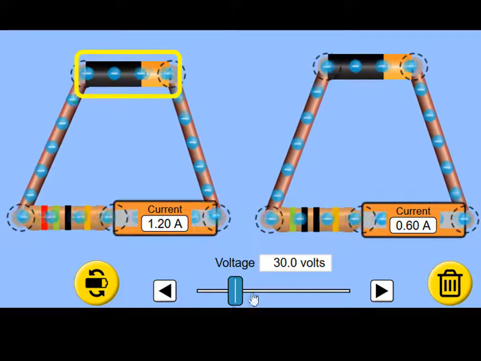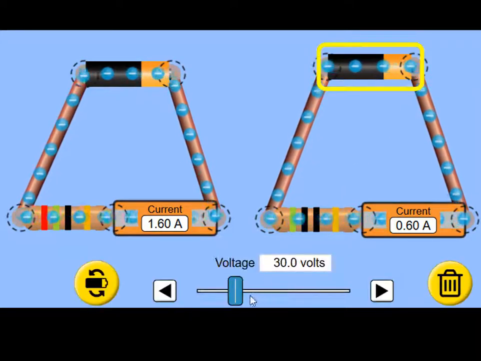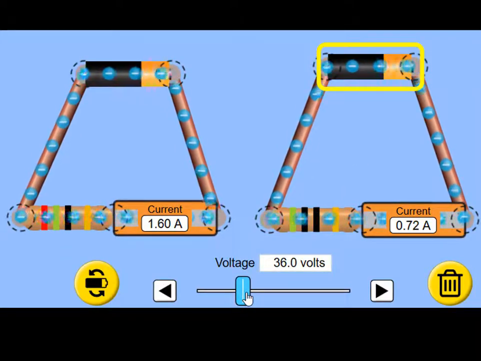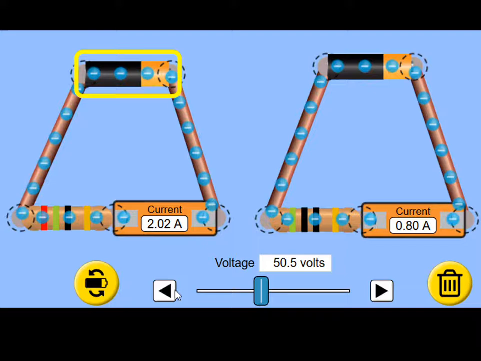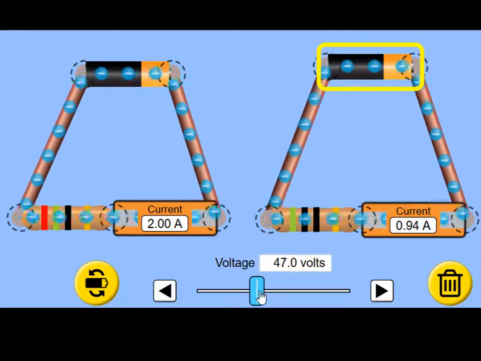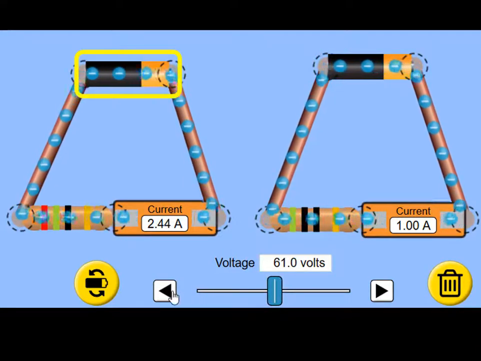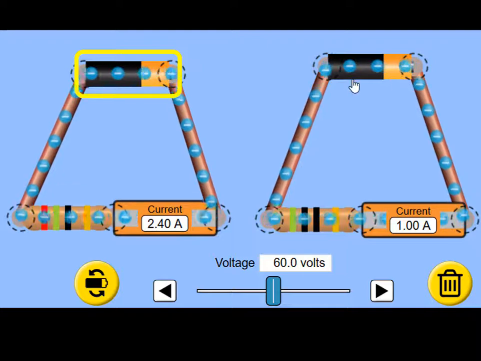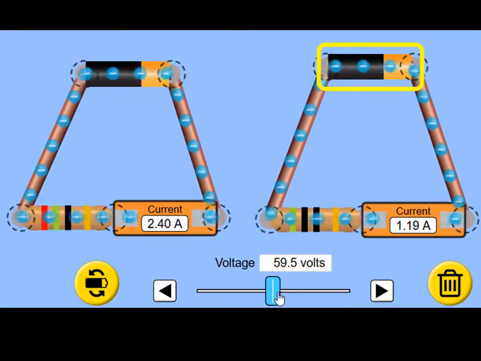Now we increase the voltage of each of the batteries to 40 volts. First circuit current, 1,6 amperes. Second one, we get to 40 volts. Current strength, 0,8 amperes. Increase to 50 volts. First circuit, 2 amperes. Second circuit, we increase to 50 volts. Amperes, 1. Increase the voltage to 60 volts. First circuit, current strength, 2,4 amperes. We increase the second circuit also to 60 volts, 1,2 amperes.